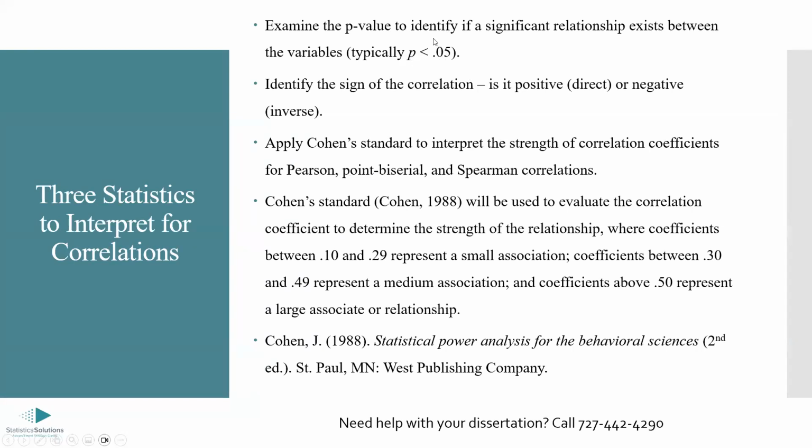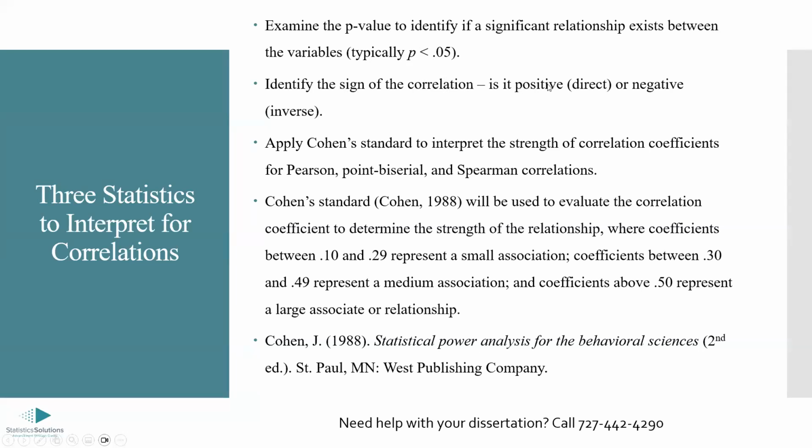99% of the time, this value needs to be below 0.05 unless you're doing Bonferroni corrections or adjustments. You'll see that the p-value needs to be below 0.05 to indicate a significant relationship. If it's greater than 0.05, then we don't have evidence of a significant association or relationship. Then you want to interpret the sign or the directionality of the correlation itself.